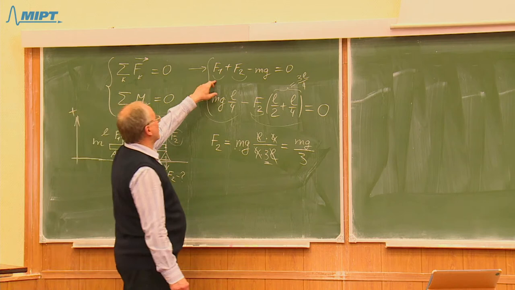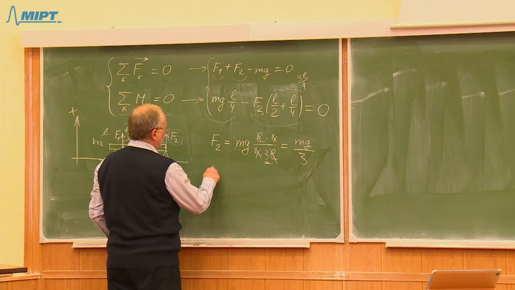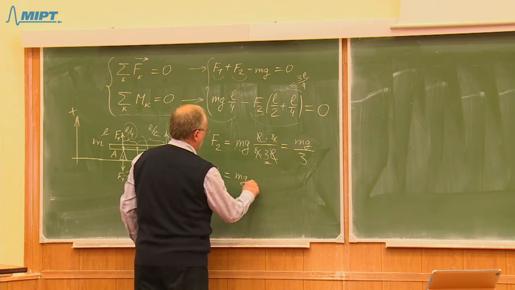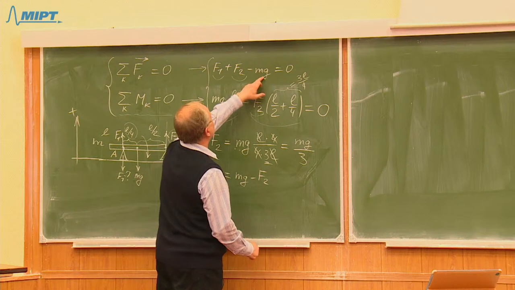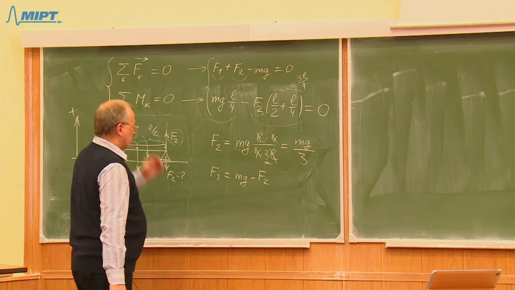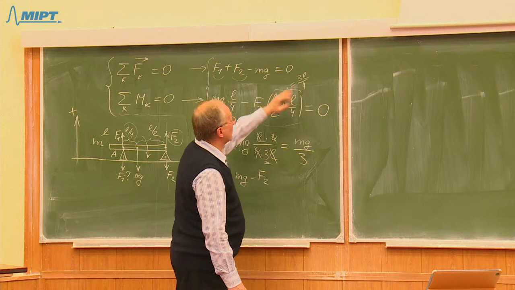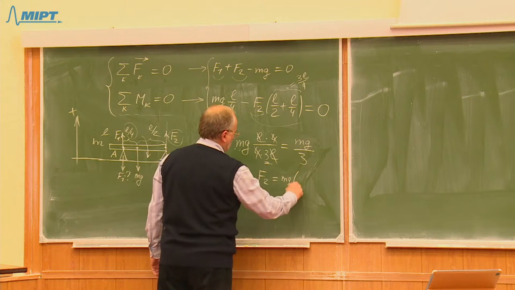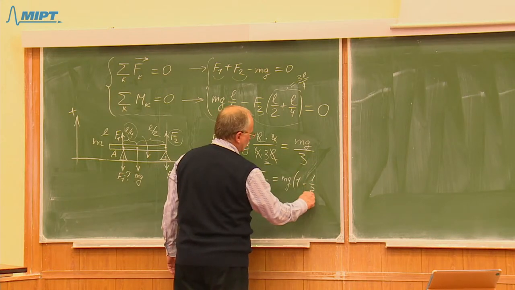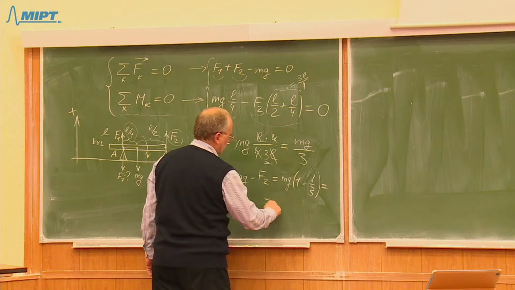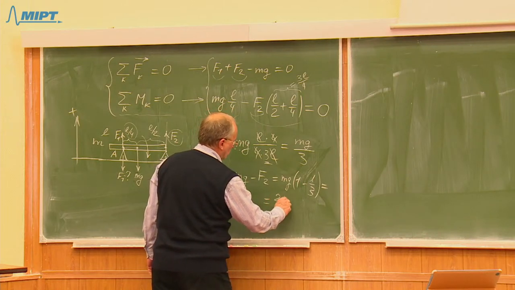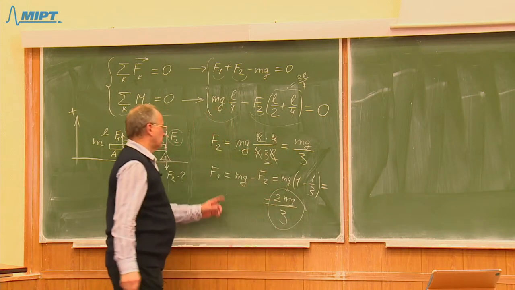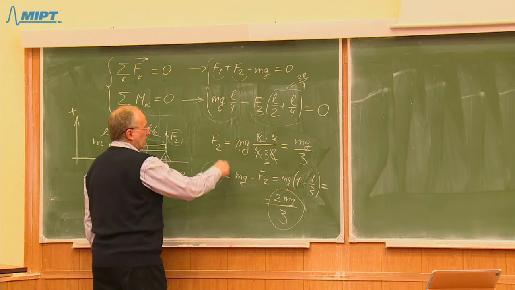Now from the first equation, we can easily find force F1, which will be equal to mg minus F2. If we take these two terms to the right side of this equation, then we will have mg times 1 minus 1 over 3. That will give us 2mg divided by 3. So we have found force F1, and we have found force F2.